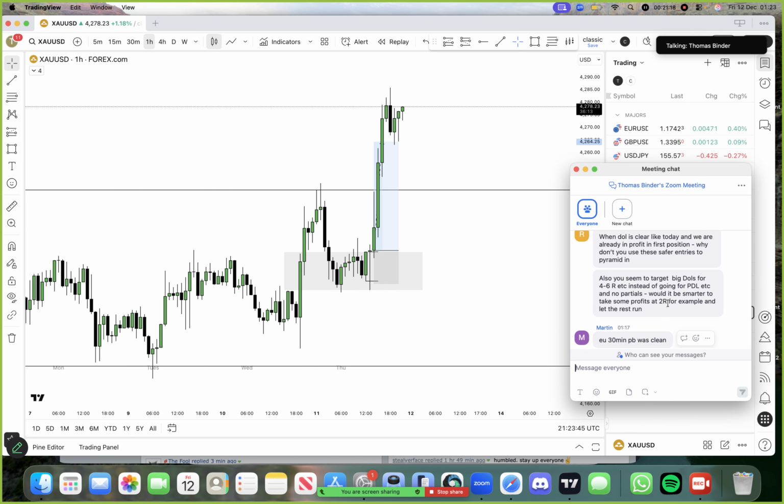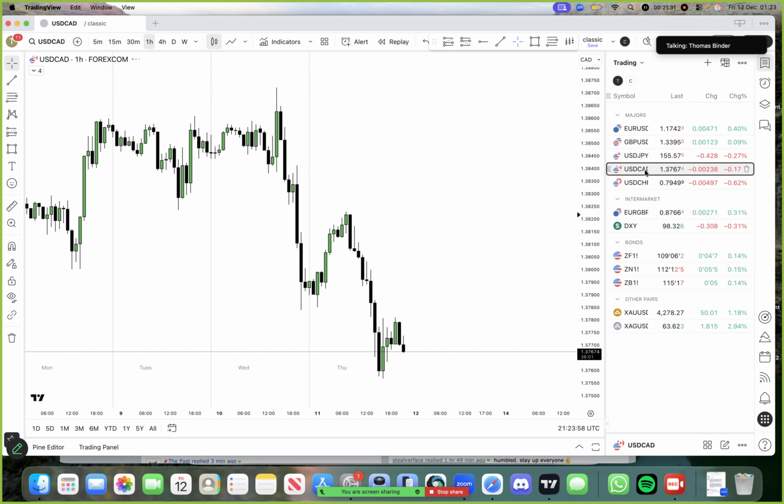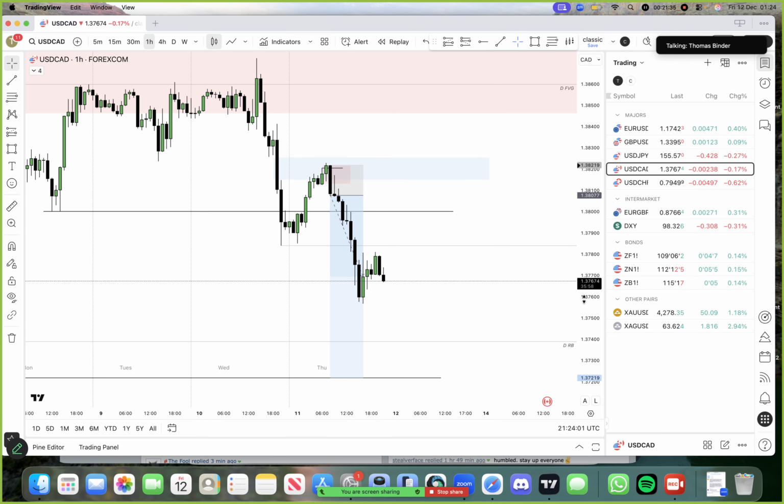Also, you seem to target big drawn liquidities for 4 to 6R instead of going for previous day low, etc. No partials. Would it be smart to take some profits at 2R, for example, and let the rest run? Me personally, I prefer to just hold the full position, and I don't know if that's because my psychology is quite good, but some people get to 2R and take partials religiously. That doesn't work for me, because my average risk to reward, I think, is around 2.9R. So I'm happy holding trades a bit longer, even if they take a day or 2 to play out. I'd rather hold the trade and get the full 6R than take partials. So that's just me and how I trade and what works for me.